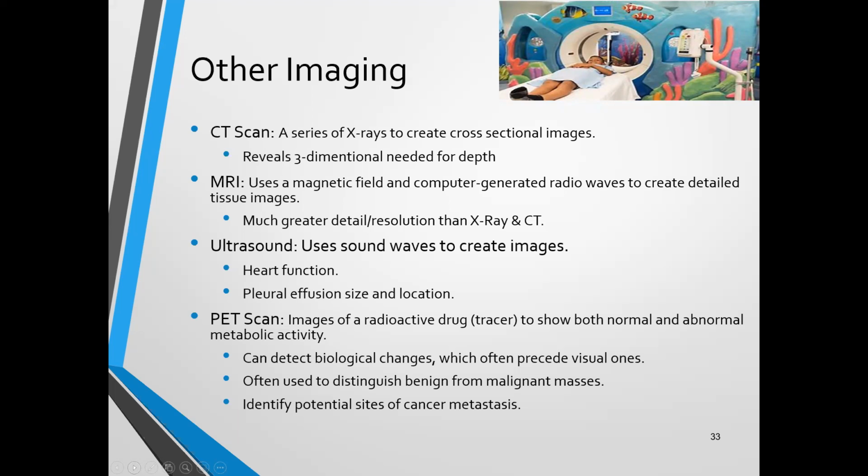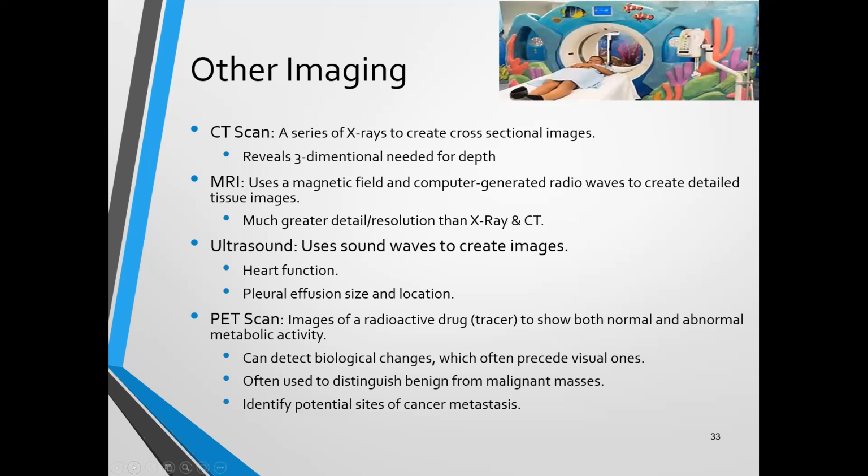MRI, again, uses a magnetic field and computer-generated radio waves to create detailed images, with much greater resolution than the chest X-ray and even a CAT scan. Ultrasound, I did throw it in here, uses sound waves to create images of heart function, and also of pleural effusions, for the size and the location, if the candidate is possibly eligible to have a thoracentesis.